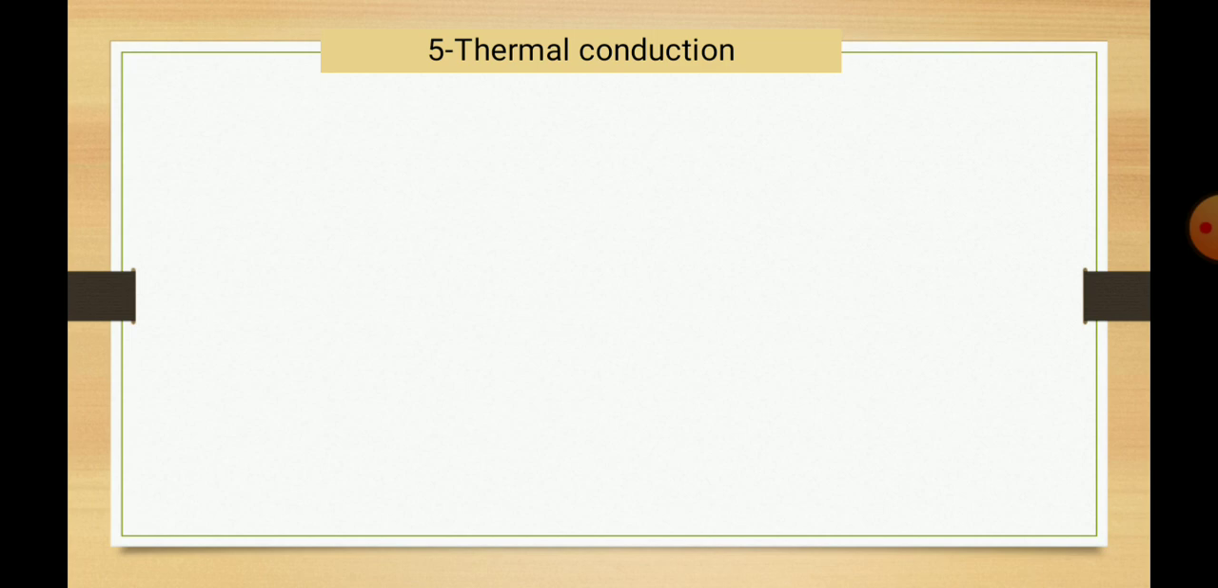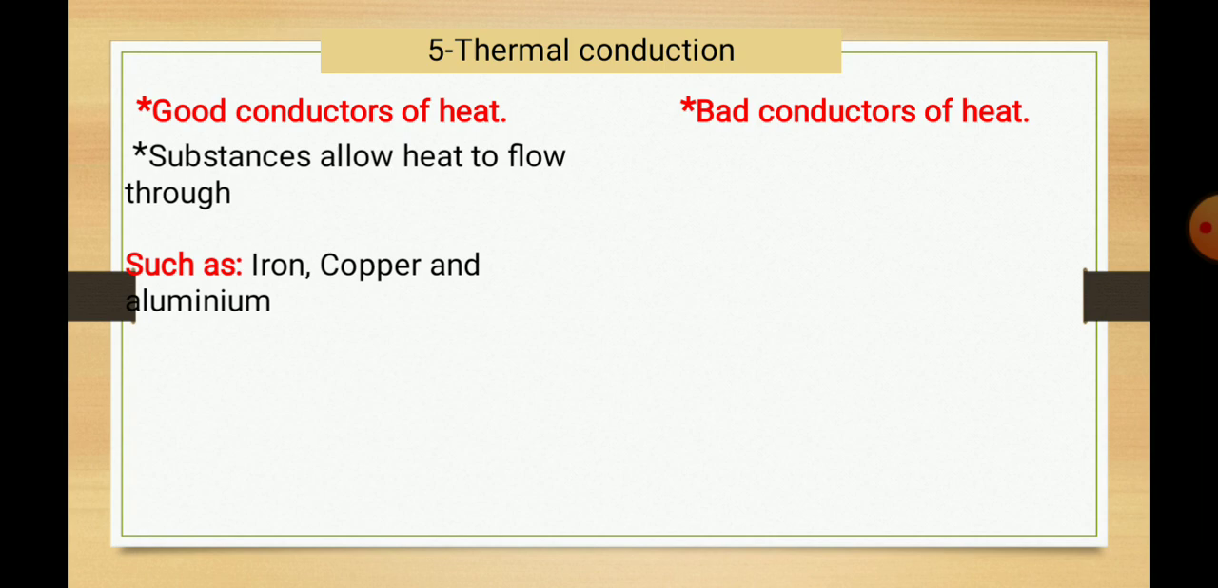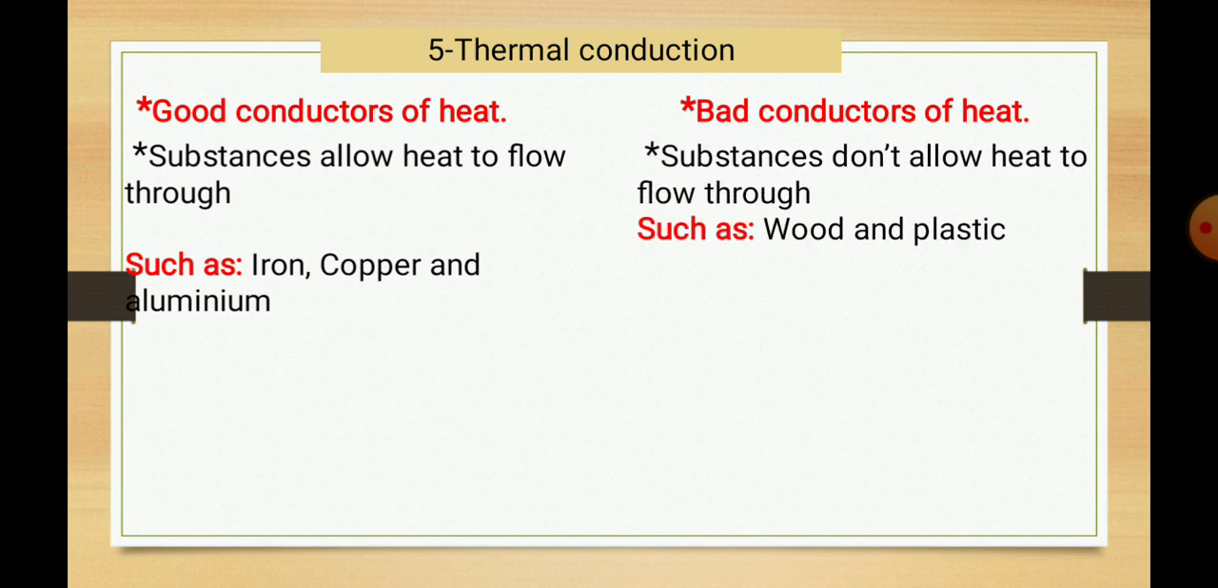And number seven, thermal conduction. The substances are classified according to the thermal conduction into two groups or two categories. Number one, good conductor of heat, and number two, bad conductor of heat. First, about good conductor of heat, substances allow heat to flow through, such as iron, copper, and aluminum. And about the bad conductor of heat, substances don't allow heat to flow through, such as wood and plastic.